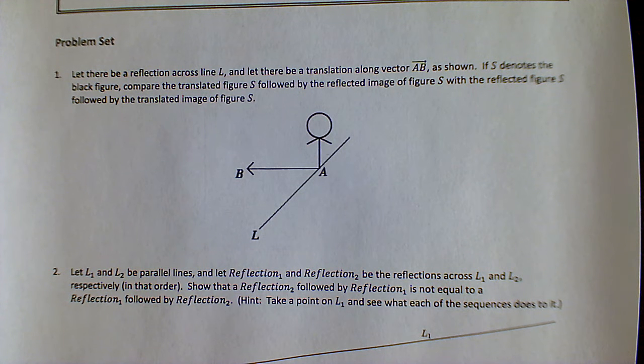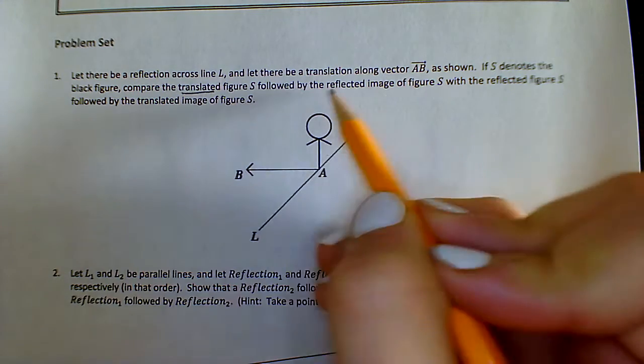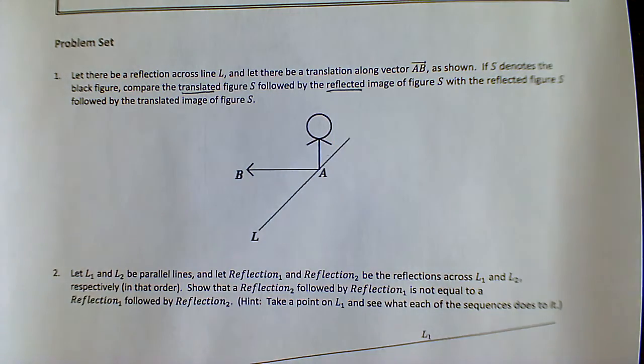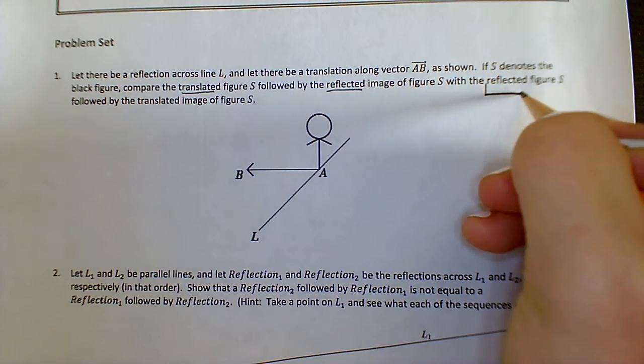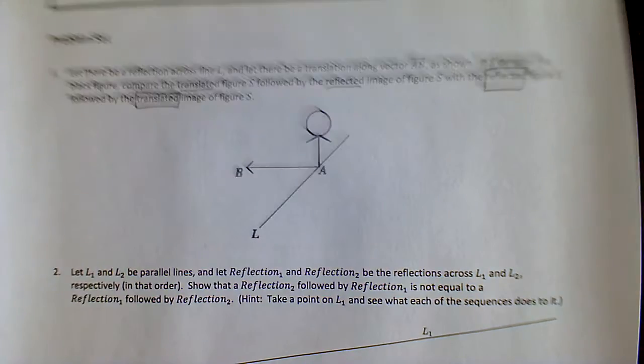So what we're going to do is we're going to do one thing first, and then the next time we're going to do the opposite thing first. So it says translate and reflect. Then we are going to reflect and translate to see how they compare.